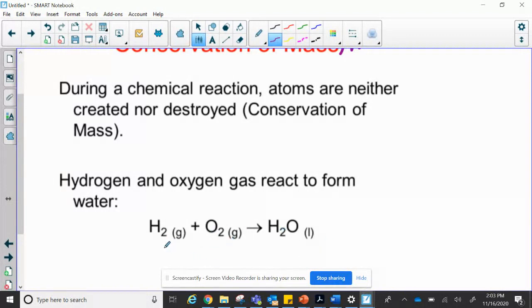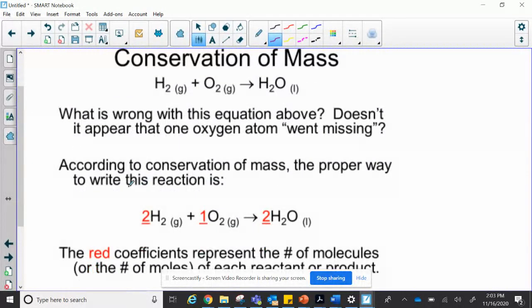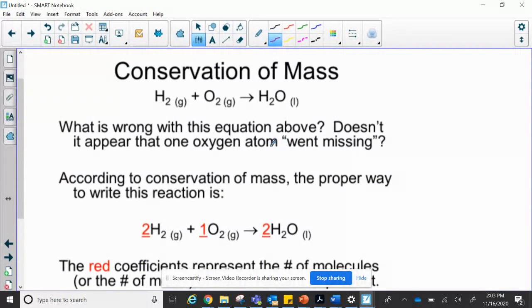Now, if we look here, here's a little problem. We started with 2 hydrogens and 2 oxygens, but we end with 2 hydrogens and 1 oxygen. Well, this isn't magic, so that oxygen can't just disappear, okay? So we need to look at that equation. So again, the oxygen went missing. What we need to do, our job, is to balance our equations so that we know that the oxygen didn't really go missing. So we make sure that oxygen is really there. So according to the conservation of mass, the correct way to write this equation would be 2H2.